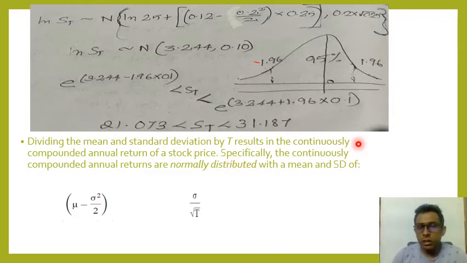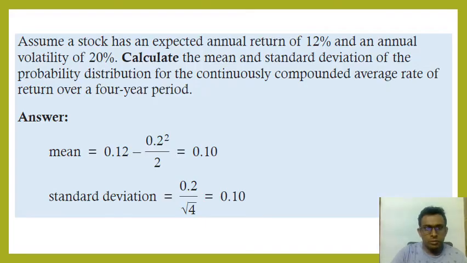For the continuously compounded annual return, we have to divide by t, and the mean and standard deviation will be mu minus sigma square divided by 2 and sigma divided by root t. That is only sigma into root t by t, which gives sigma by root t. This is how we calculate the mean and standard deviation of a continuously compounded return. This is the logarithmic formula, and this is the continuous formula; that is the difference. This is how we end up with a conclusion using stock returns and distributions. An example of the previous formula follows.